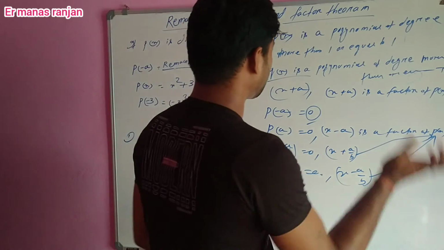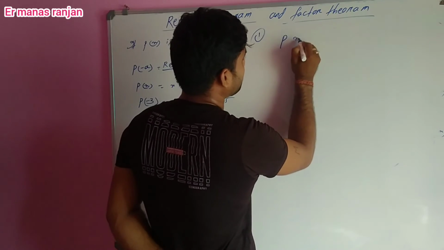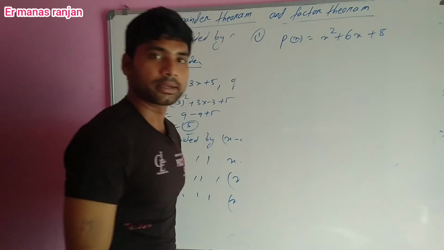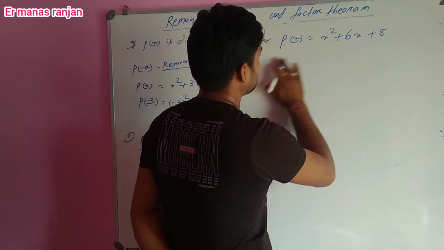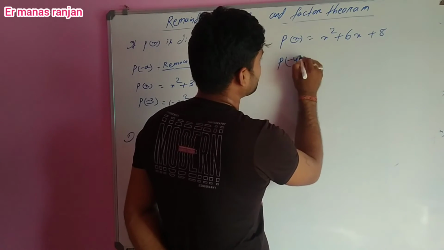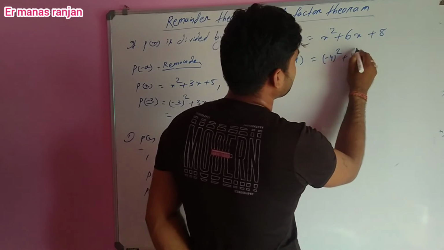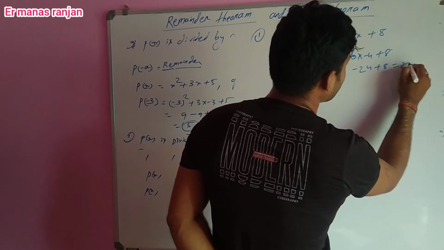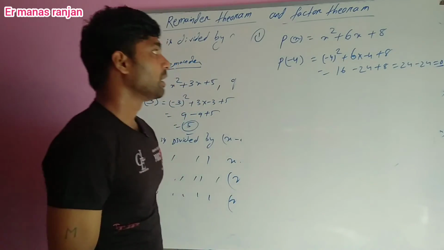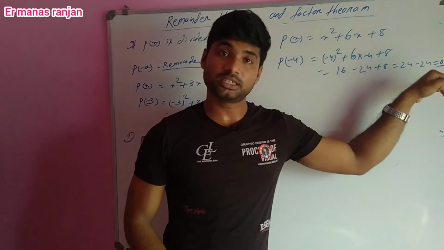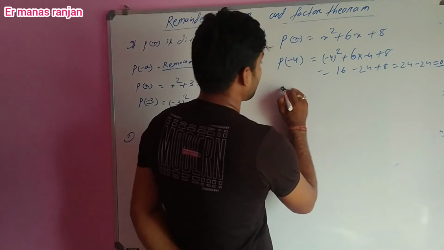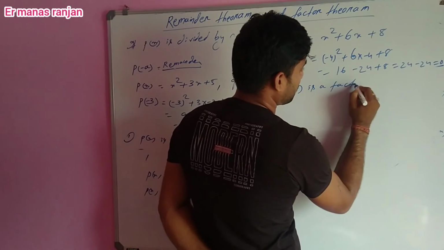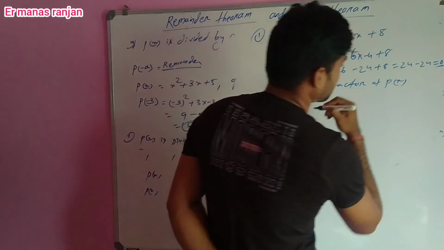Okay? Let's take an example. Suppose P of x equals x square plus 6x plus 8. Then P of minus 4 equals 16 minus 24 plus 8, which will be 0. Clear? If P of minus 4 is 0, then simply we can say x plus 4 is a factor of P of x.